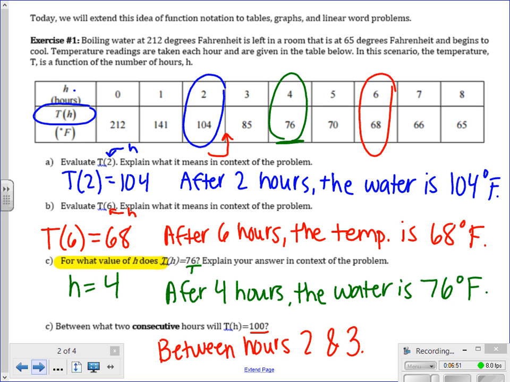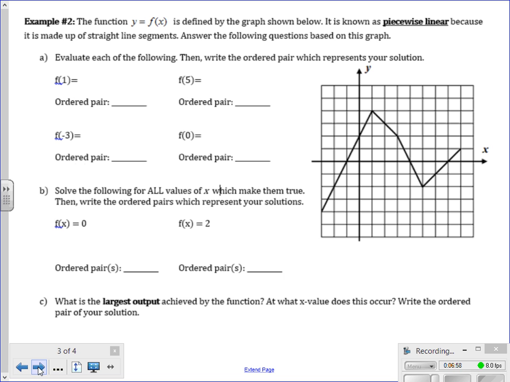All right, so that's a little bit of how to do function notation from a table. Let's explore how to look at function notation given a graph. Here we have a function f of x. It's defined by the graph shown below. This is called a piecewise linear function because it's made up of a bunch of different straight line segments. So we're going to answer each of the following.